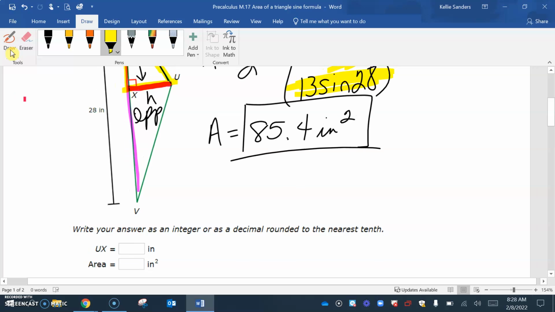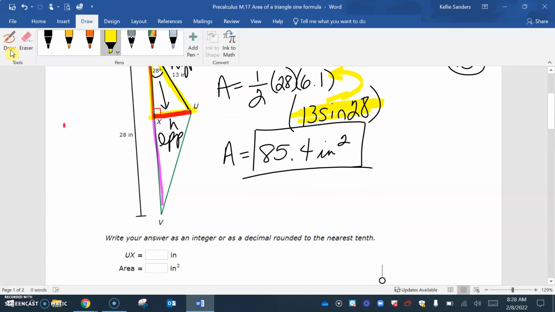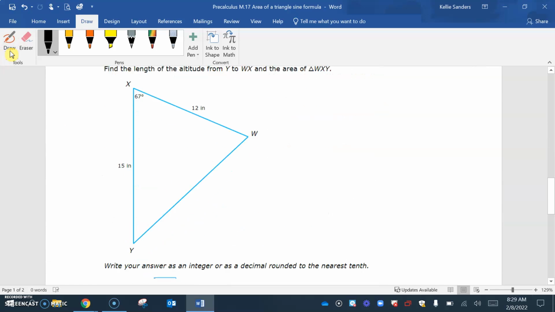Oh, it'd help if I could actually see the whole thing. So UX, which is the height, is 6.1, and the area is 85.4. I didn't realize we were finding both parts of them for the answer.